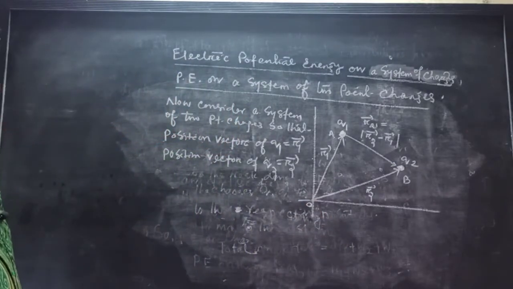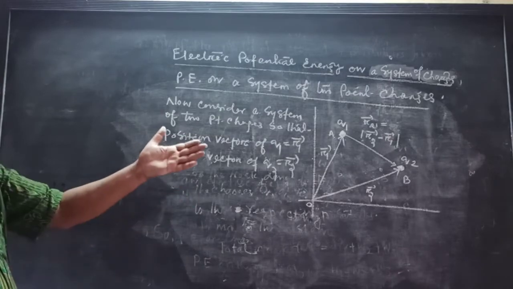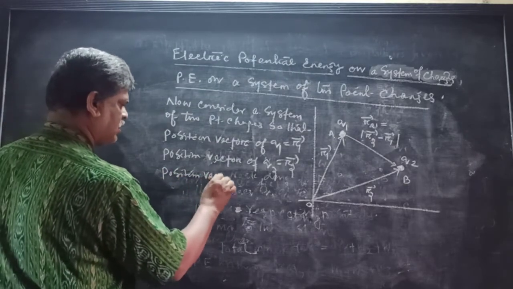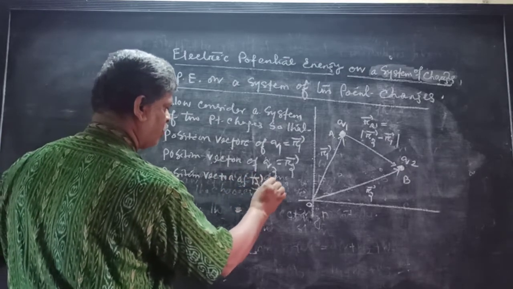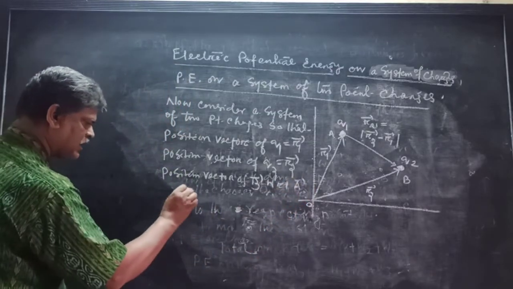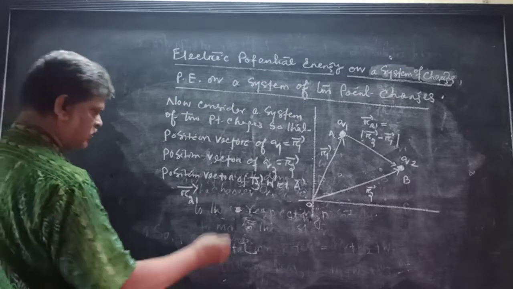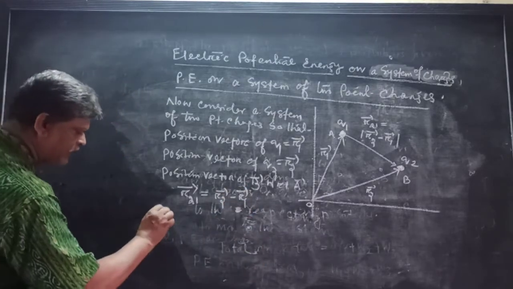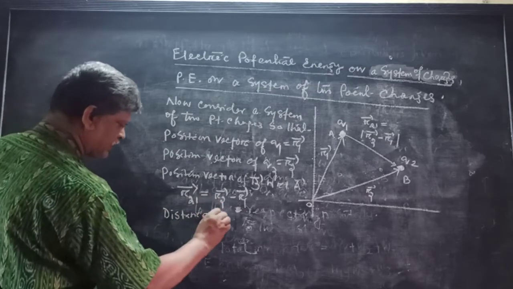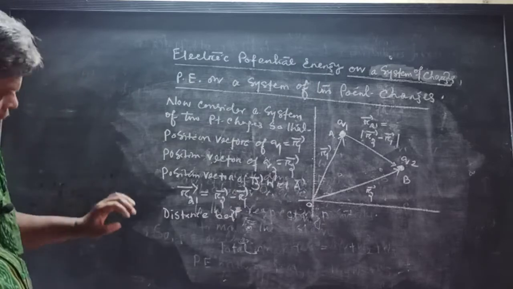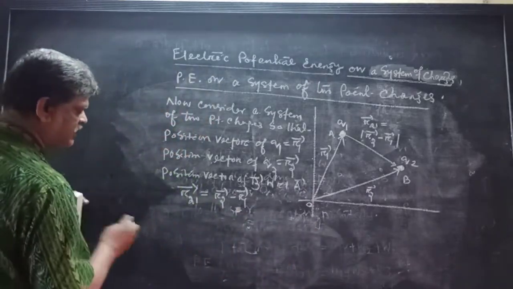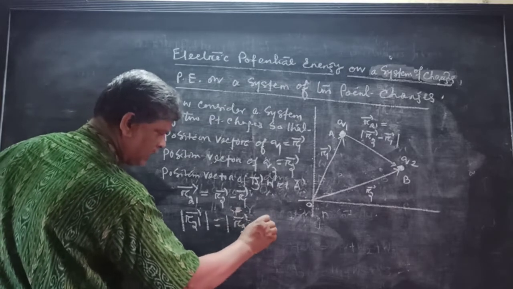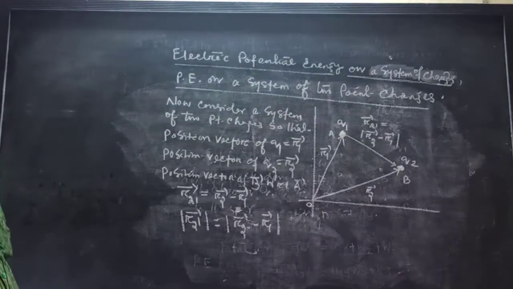So what is the distance from A to B? Yes, we can write R1 vector. Then the position vector of B with respect to A can be written as R21, and this is R2 vector minus R1 vector. So what is the distance between them? The separation between them, the magnitude, R21, is equal to mod of R2 vector minus R1 vector. Clear? This is the separation between them.